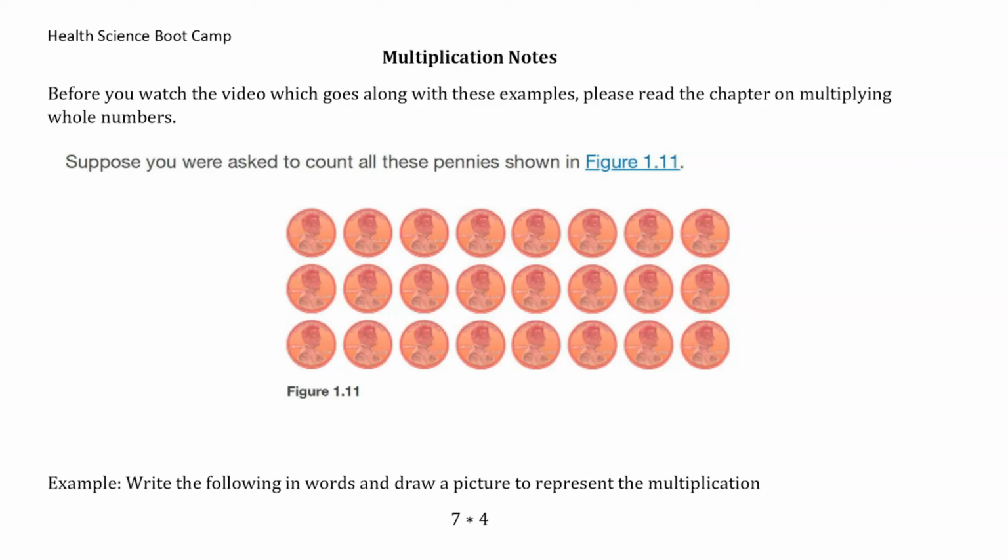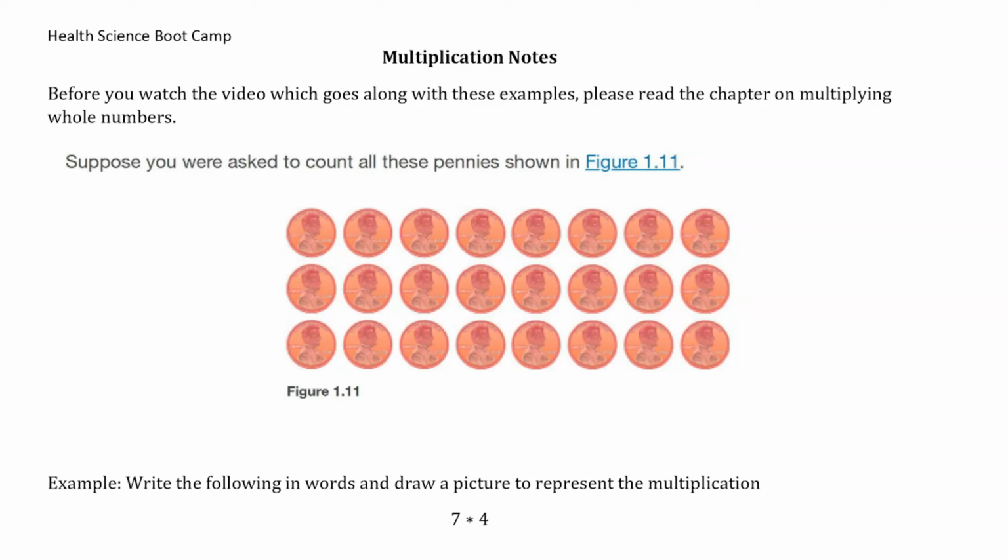So before you watch this video, which will explain how to do multiplication, you should read the chapter on multiplying whole numbers because this is a supplement to that. So when you're asked to count a lot of things, if you can organize them into several different groups of the same value, then instead of counting and counting and counting, you can use what's called multiplication.